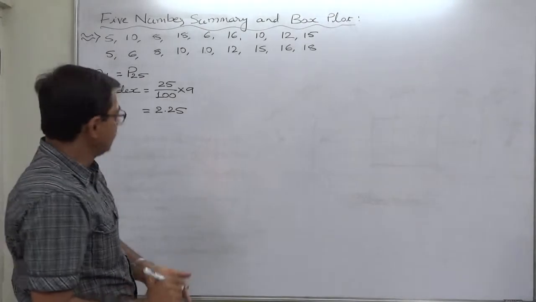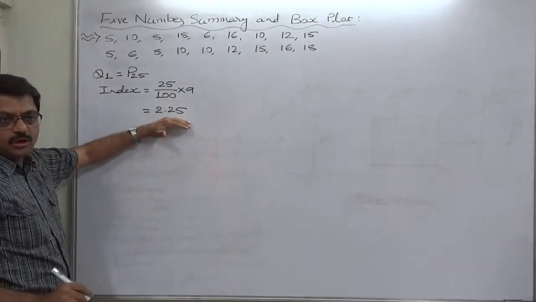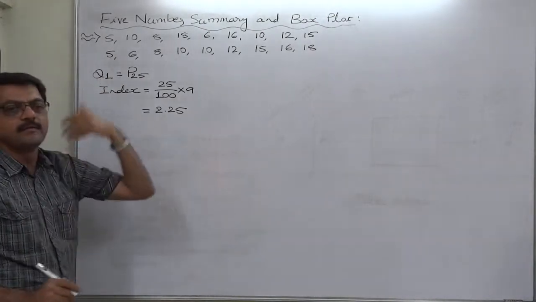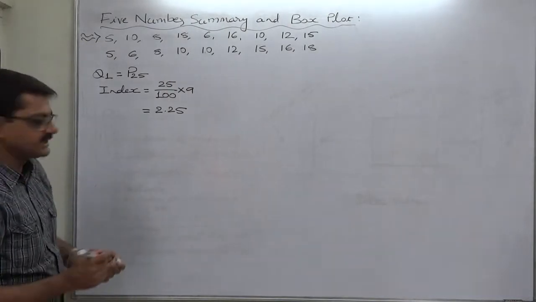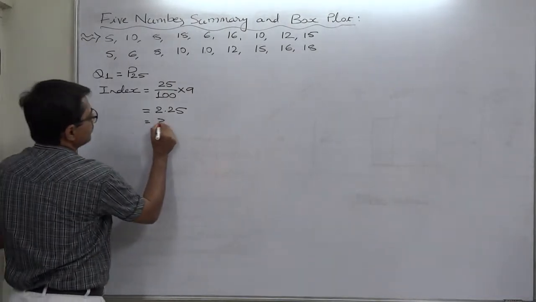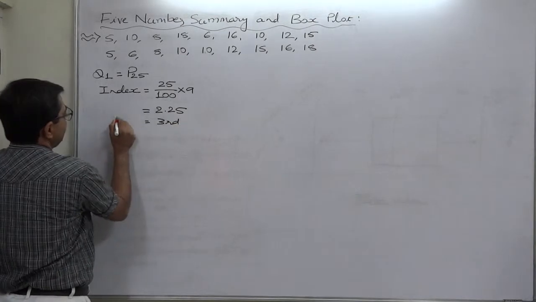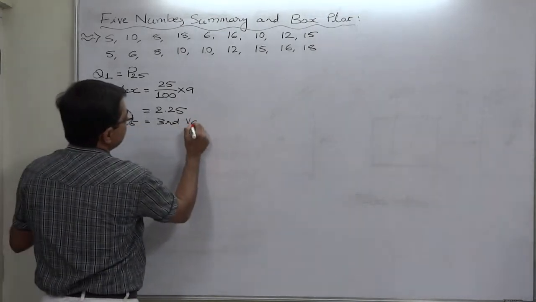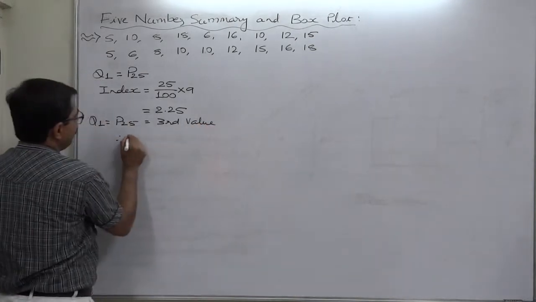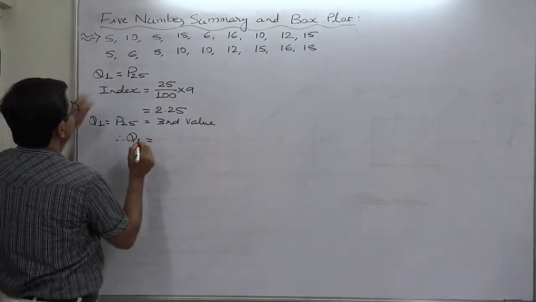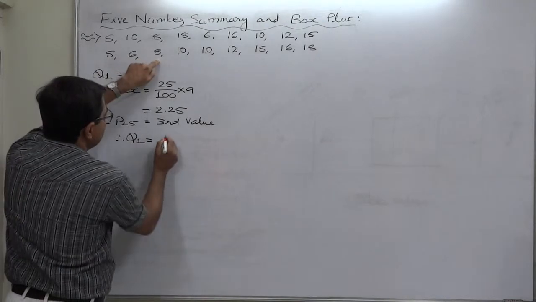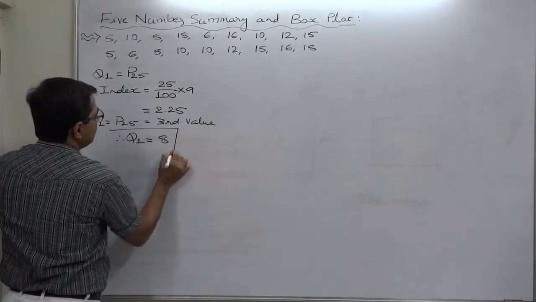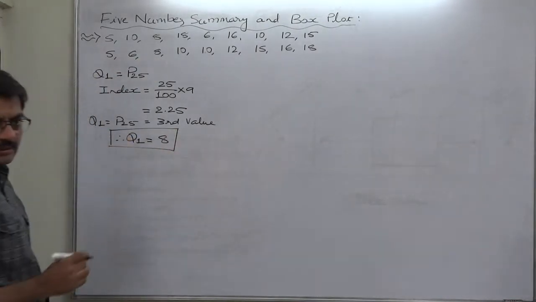Now what is the rule? If the index is not an integer value, then we have to go to the next integer value. That means the third value. Our P25 or Q1 is the third data value. And therefore our Q1 is the third, meaning 1, 2 and 3. It is 8 from the list of data values.